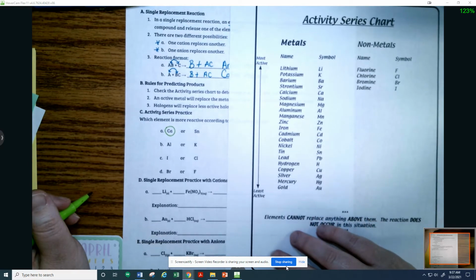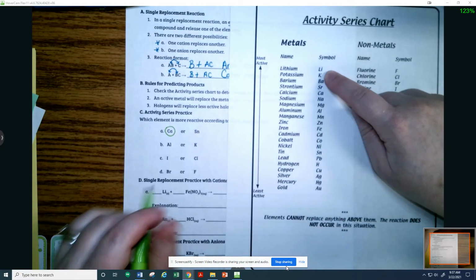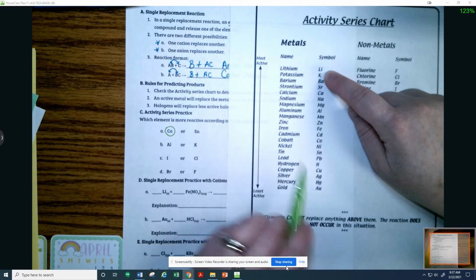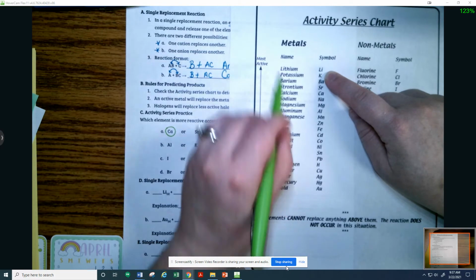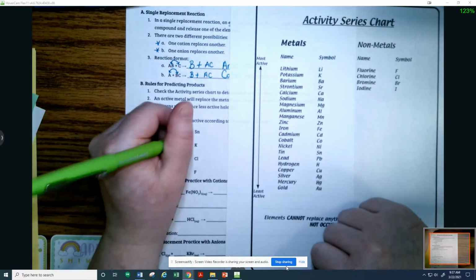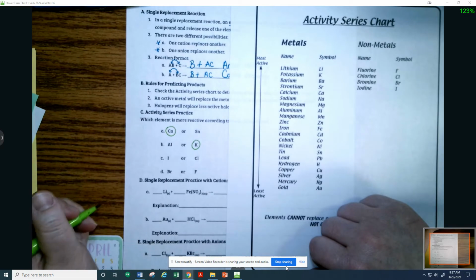In letter B, we have aluminum or potassium. Well, here's potassium, and we have aluminum here. The only way aluminum would be more active than potassium is if it was the one element above it, which it is not. Therefore, potassium is the most active.